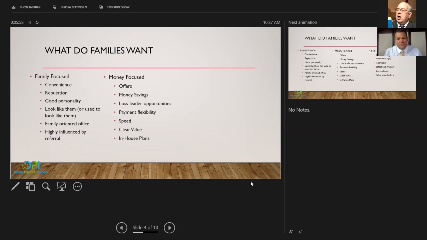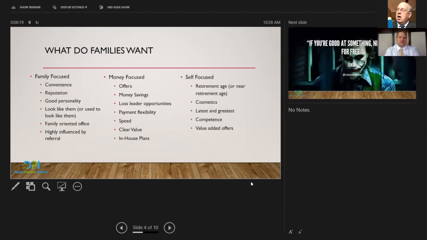They want to make sure there's a very, very clear value for their dollar. And this is particularly true for money-focused families that are on the higher income scale. They want to make sure that that value is super, super clear. Another thing that works really, really well with money-focused families is in-house plans. That's something that's really attractive to them. Okay, so let's look at self-focus. Now, oftentimes this is retirement age families or near retirement age. They're looking for cosmetics. They're looking for the latest and greatest technology.